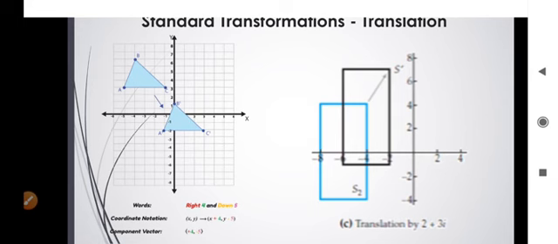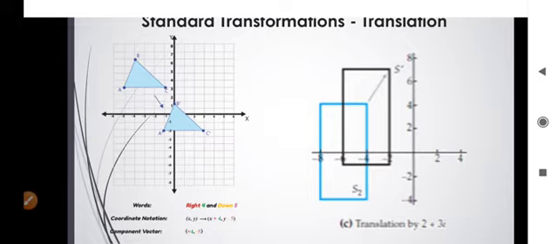From these two diagrams it is very clear that under this translation transformation only the position of the original region is changed. There is no change in the shape and size of the original region.